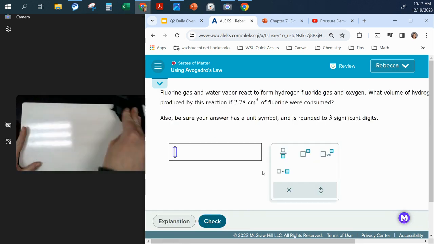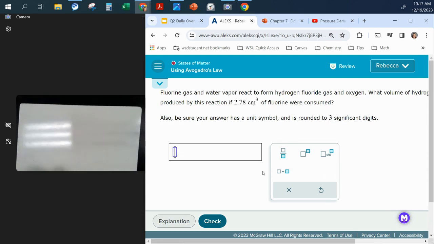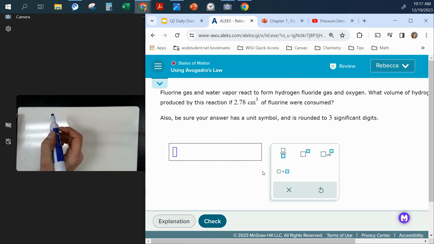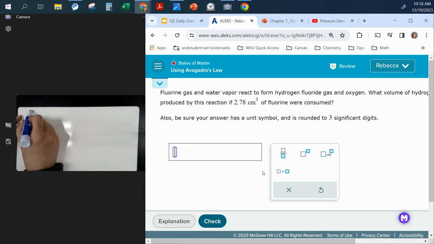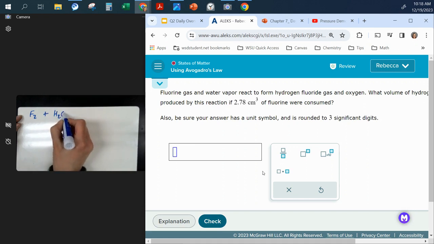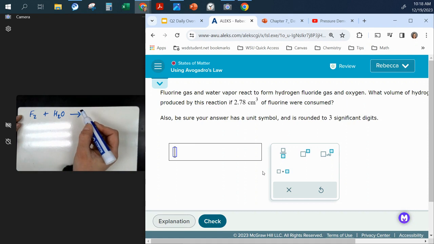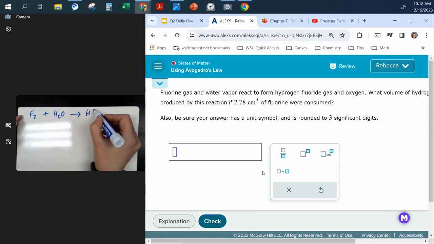Okay. All right, fluorine gas and water vapor react to form hydrogen fluoride gas and oxygen. So what should we put here? Fluorine gas, what's the equation? Yep, F2. F2 plus water, we know water, gives us hydrogen fluoride. HF. Yep, HF. And oxygen gas, or oxygen, O2, good.